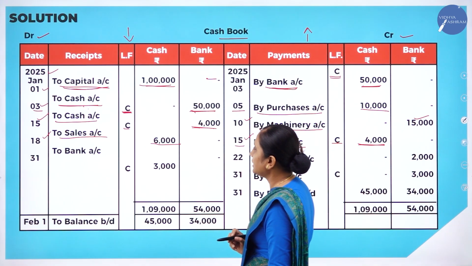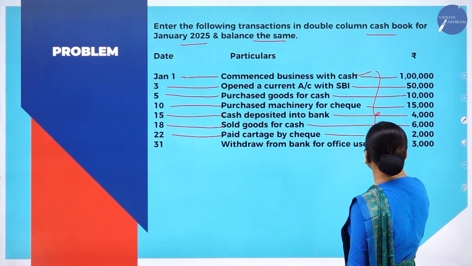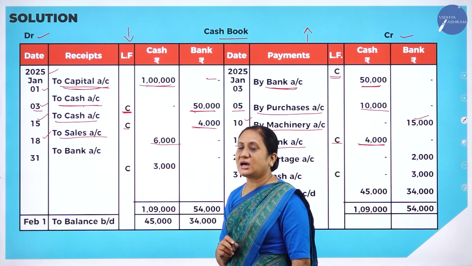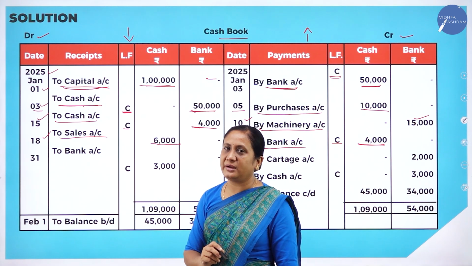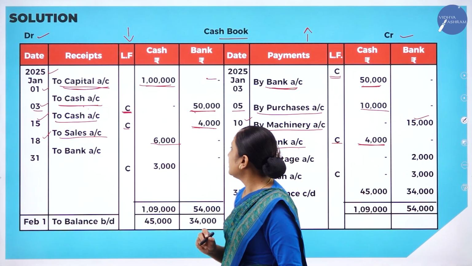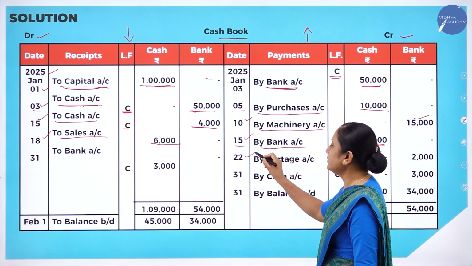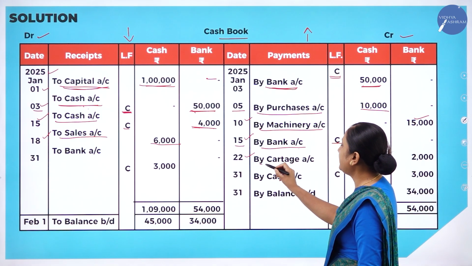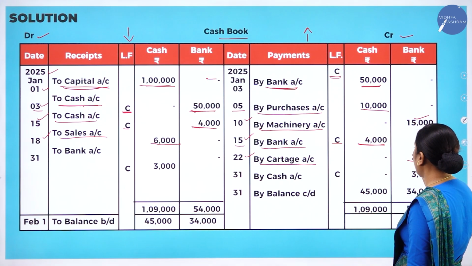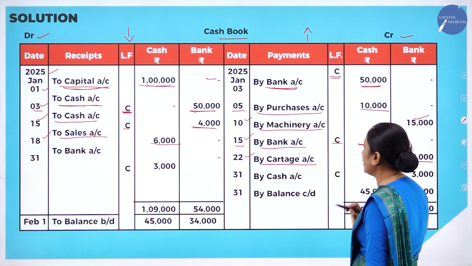Okay. Next, 22, paid cartage by check. It is an expense. Cartage means what? It is an expense which is paid by the business, and how is the cartage being paid? It is through check. Correct. So come to the credit side or payment side. 22, we will write the date in the date column. By cartage account, how much are we paying? 2000. Why have we entered it in the bank column? Because we are paying through check. That is why in the bank column.